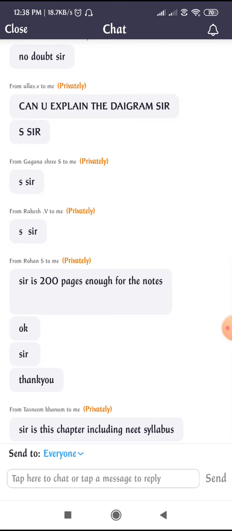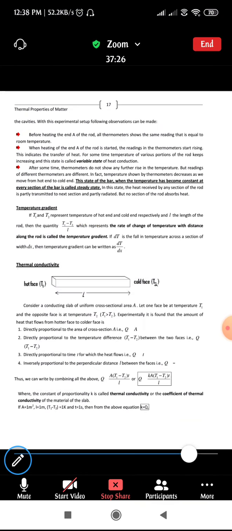Tasneem Khanum, sir, is this chapter included in the NEET syllabus? Yeah.